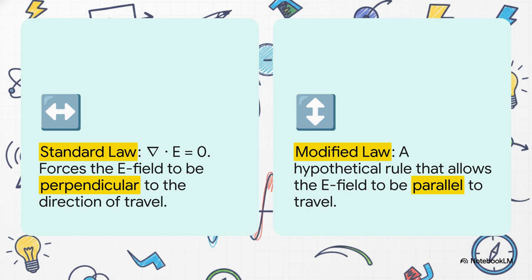But then the problem says, okay, but what if the law was different? What if it looked like this hypothetical equation instead? And it turns out, under this new fake law, light could wiggle in the same direction it travels. It's an amazing way to show how one single simple-looking equation fundamentally dictates the nature of light itself.